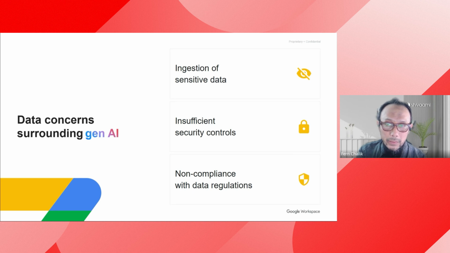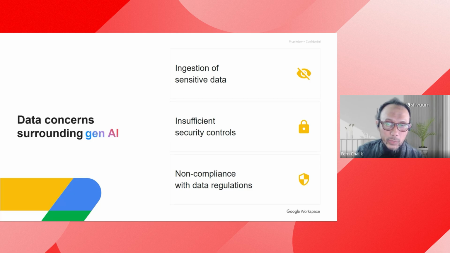And second is insufficient security controls. Many fear a lack of control over AI usage and data access. Google Workspace addresses this with built-in controls like DLP, which means data loss prevention, information rights management, IRM, and client-side encryption, or CSE. We'll use these a lot: DLP, IRM, CSE. If you are confused, just let me know. These help prevent unauthorized access.